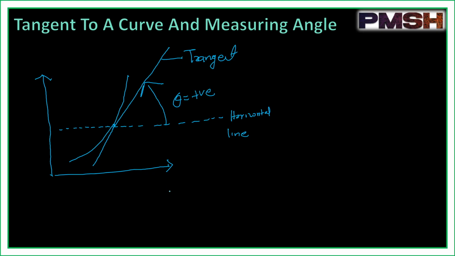Okay. So you can say that we know m is equal to tan theta. If theta is positive, then tan theta will be positive. That is, slope is positive. So you have to remember slope is positive when the angle is positive. Clear?